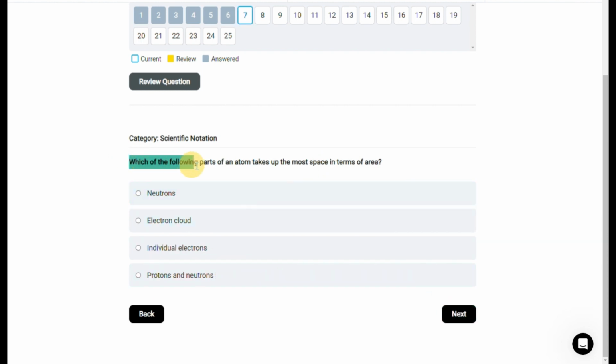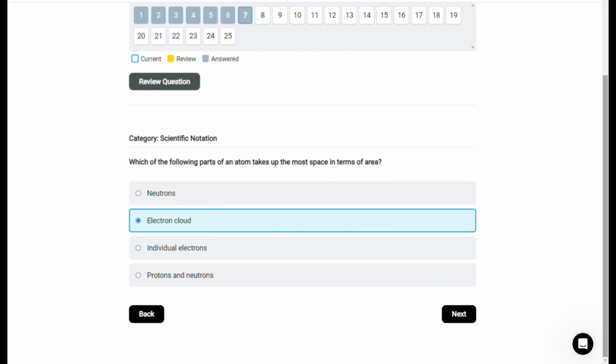Next, which of the following parts of an atom takes up the most space in terms of area? This one's a hard one to think about, but the correct answer would be the electron cloud. Going along with the last example of thinking about the atom, there's the central area, and a lot of students like to think that that is the biggest part because it just is a clump of neutrons and protons that takes up a good amount of space.